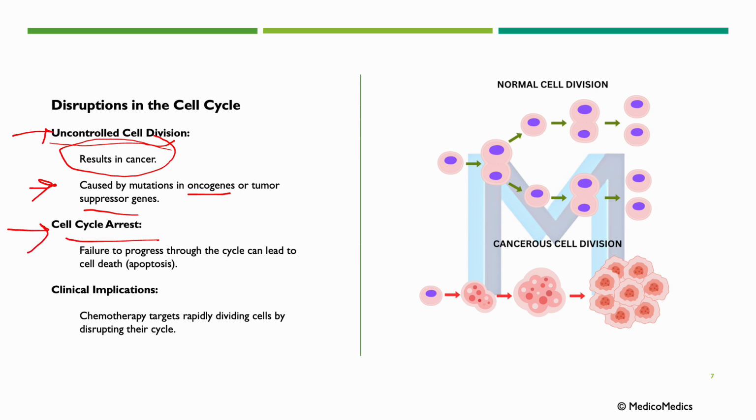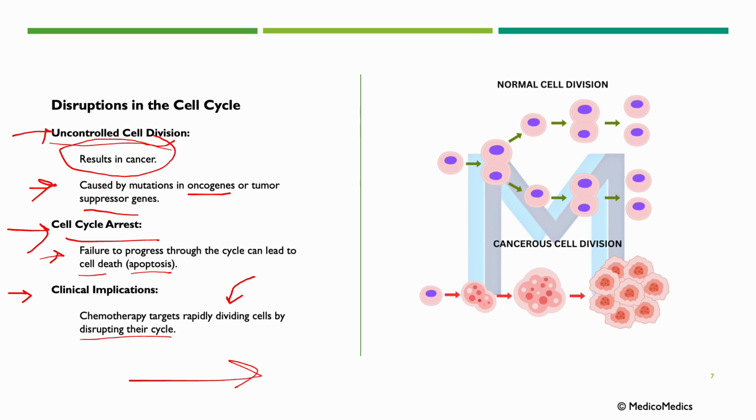Another is cell cycle arrest. So the failure to progress through the cycle can lead to cell death, apoptosis. What is the clinical implication here? Well, chemotherapy targets rapidly dividing cells by disrupting their cycle.